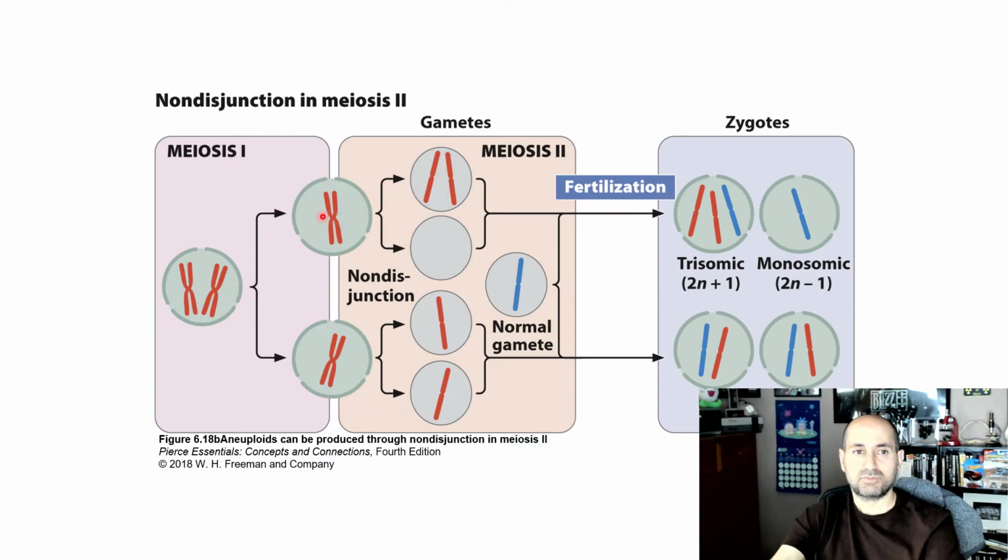Look at this. What if both of them go into this gamete and 0 goes into this gamete? Well, now when the sperm comes along, or the egg, it doesn't matter, the other gamete comes along. It fertilizes this, fertilizes this, fertilizes this, fertilizes this. These two are going to be normal zygotes. These two are going to be aneuploidy. You're going to have a monosomic and a trisomic. So this would be 2n plus 1. It has an extra chromosome. This is 2n minus 1. It's missing a chromosome. And these two embryos down here are going to be just fine.